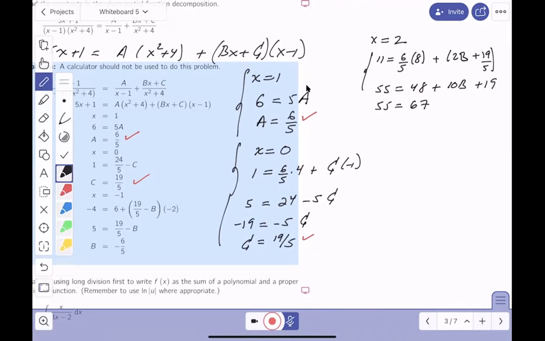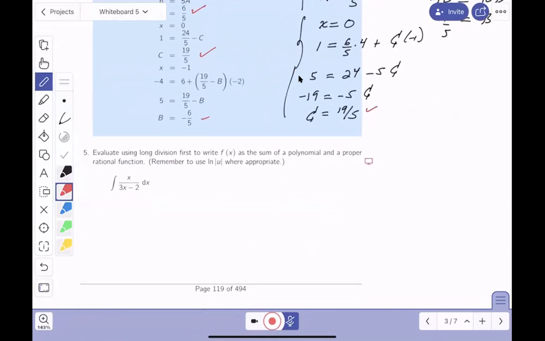67 plus 10b. Subtract 67 from both sides, and you're going to get minus 12 equals 10b. And if I divide both sides by 10, I get minus 6/5. And I'm getting that now, seeing that over there. Again, we did the partial fraction decomposition. We found what the A, the B, and the C in the problem were, okay? So let's do this one over here.